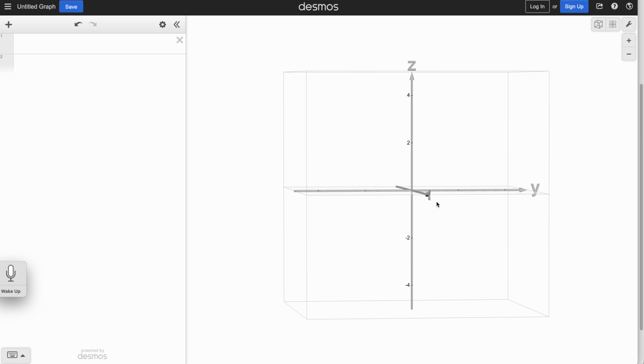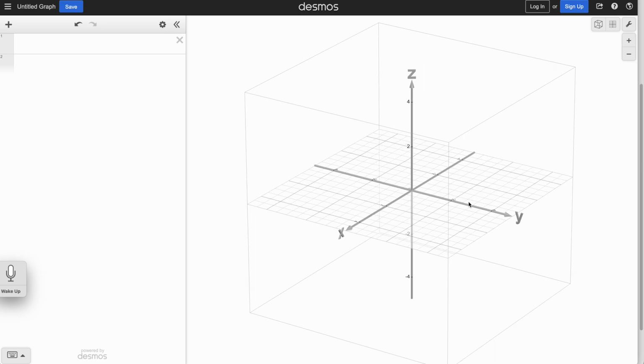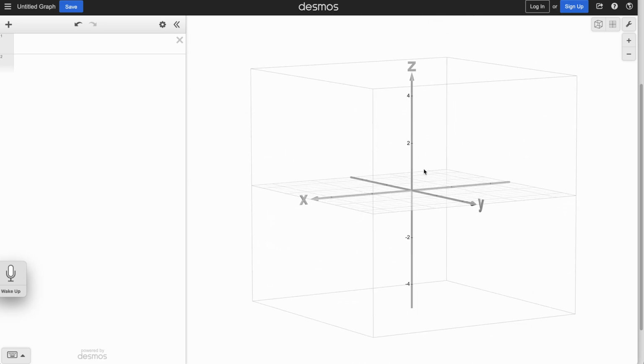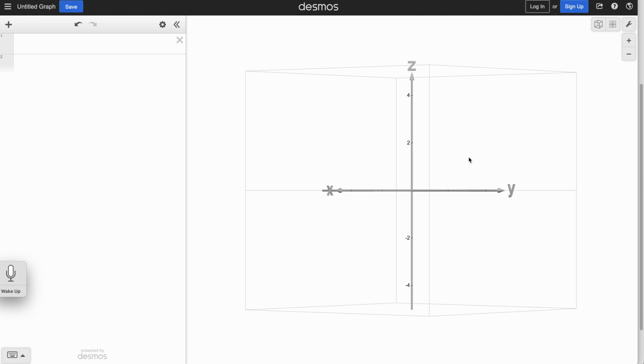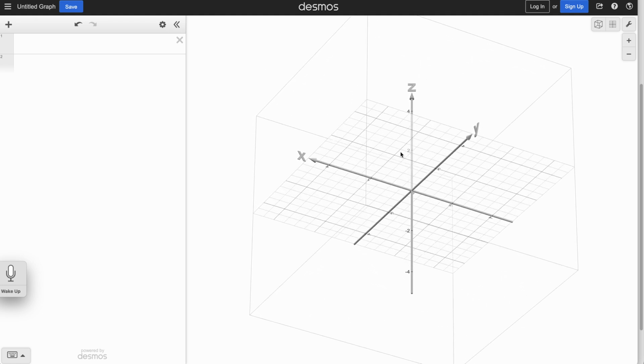So I have X is still my width, and Y. So I have like my width and my length with my X and my Y, and then Z is what determines the depth of a function. So when you're graphing in 3D, this is what the axes look like. And so basically you have equations now that are going to be X, Y, and Z.